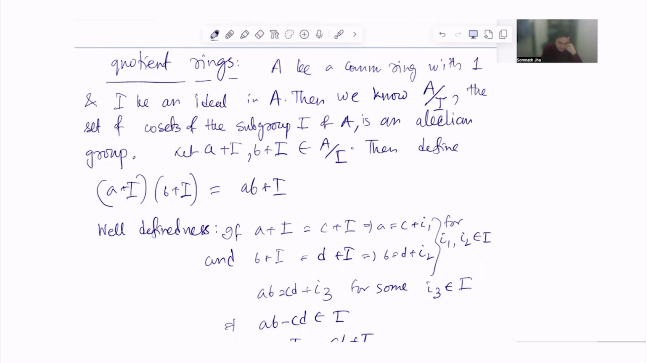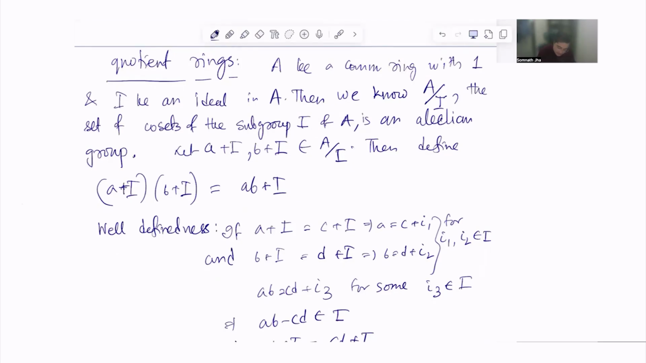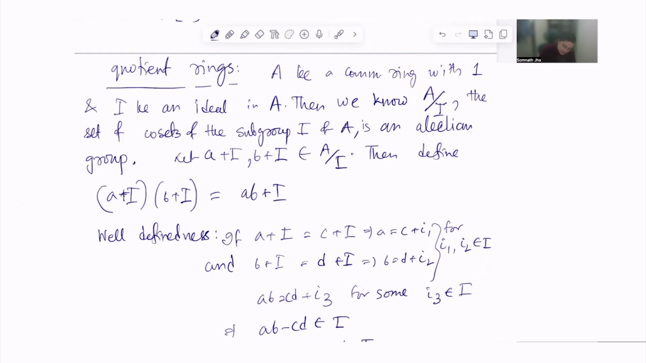So now you take a + I and b + I, two cosets. You want to define a ring structure on this A mod I, so you have to define a multiplication. So you simply define (a + I) times (b + I). I'm denoting the addition of cosets as abelian, and ab + I, to distinguish it from the multiplicative structure, because the ring has two structures, additive and multiplicative. So A, if you like, is (A, +, ·), a commutative ring.